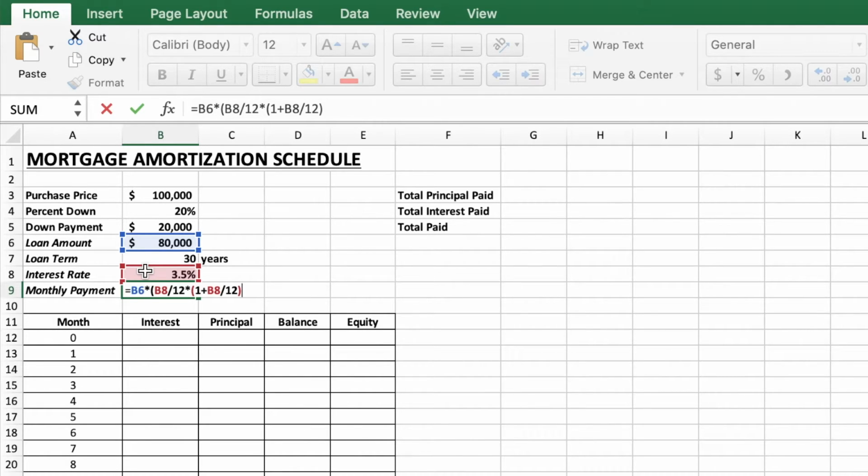I'm going to do this little arrow or caret symbol, which means I'm taking it to the power of, and I want to take it to the power of the total number of months that my loan will be in existence for.